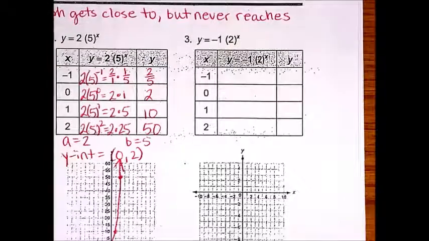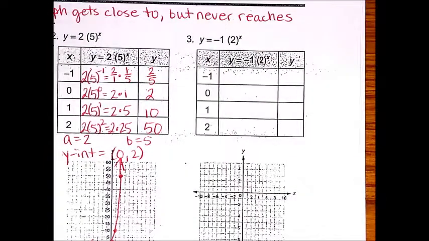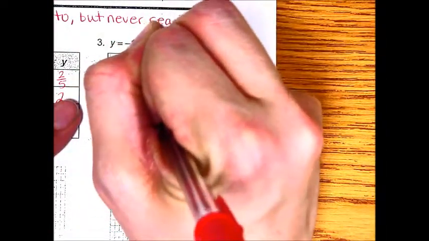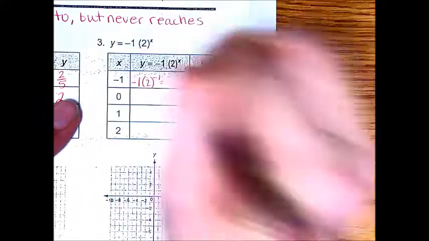Okay. Next, negative 1 times 2 to the x power. All right, negative 1 times 2 to the negative 1.